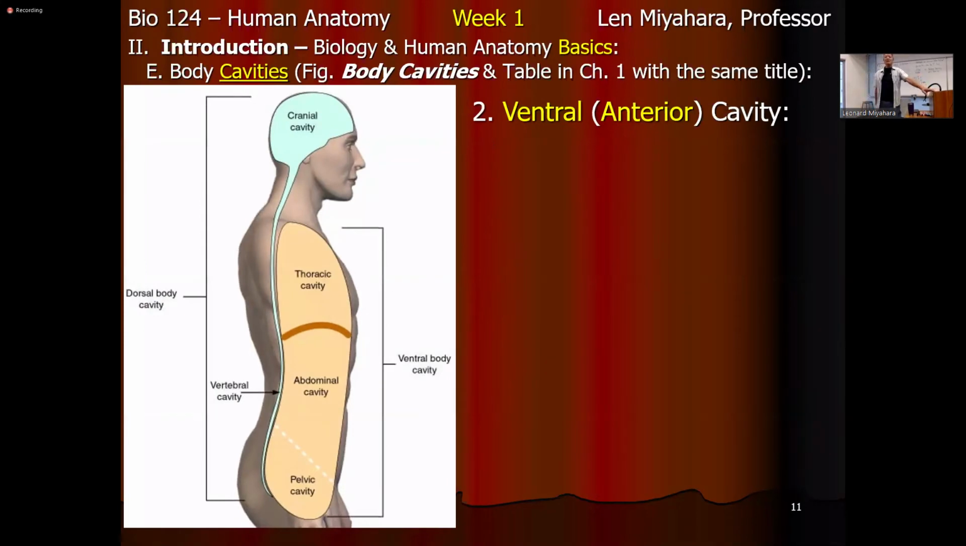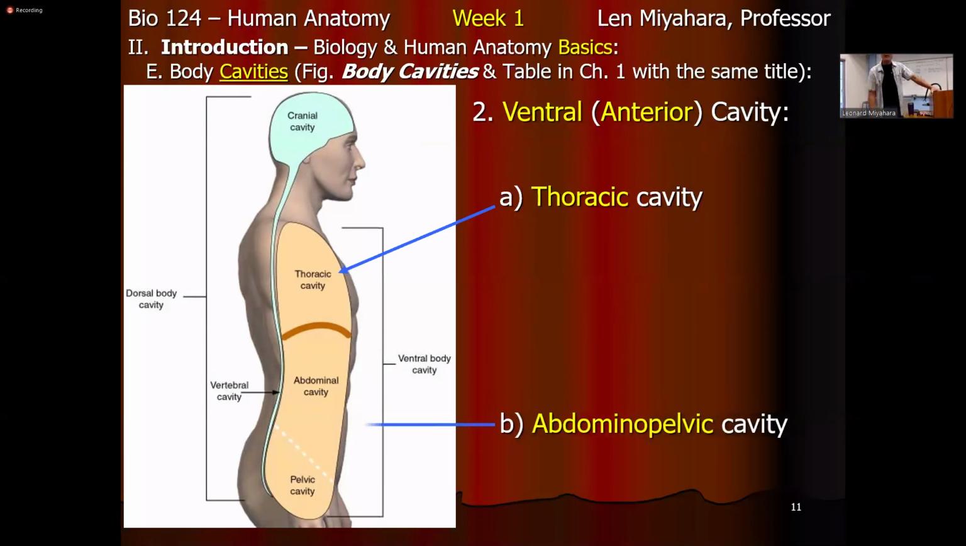All right, now let's go to the anterior cavity. This is much more complex. There are two main portions, and it's separated by that brown line. That brown line is the diaphragm. So superior, start using these words, superior to the diaphragm is the thoracic cavity. Inferior to the diaphragm is the abdominal pelvic cavity. The abdominal pelvic cavity is where we get the regions and quadrants. Everybody see those terms now? Abdominal pelvic?